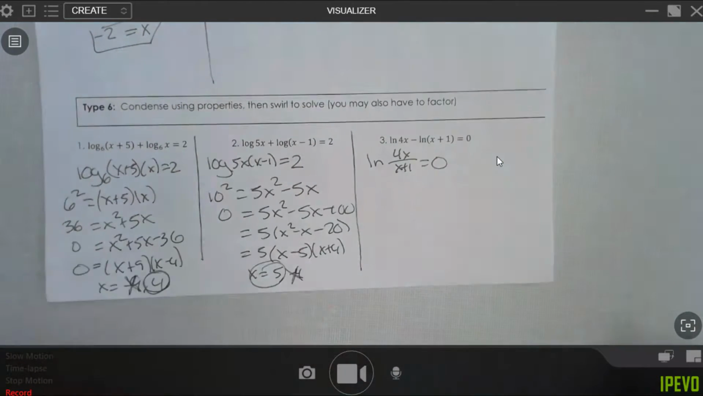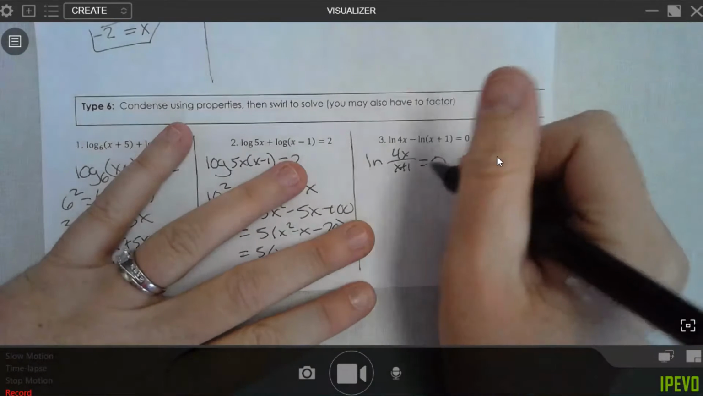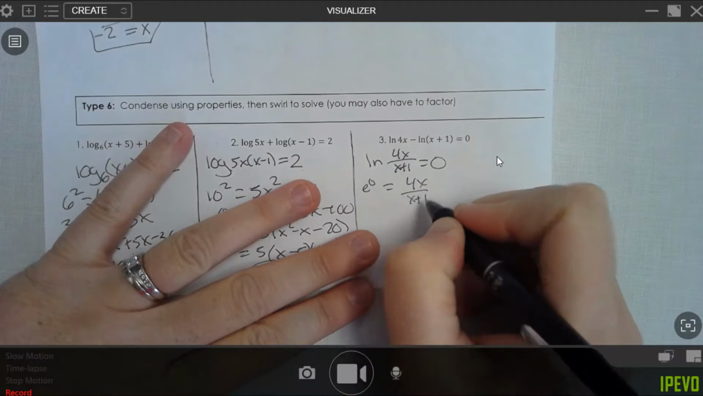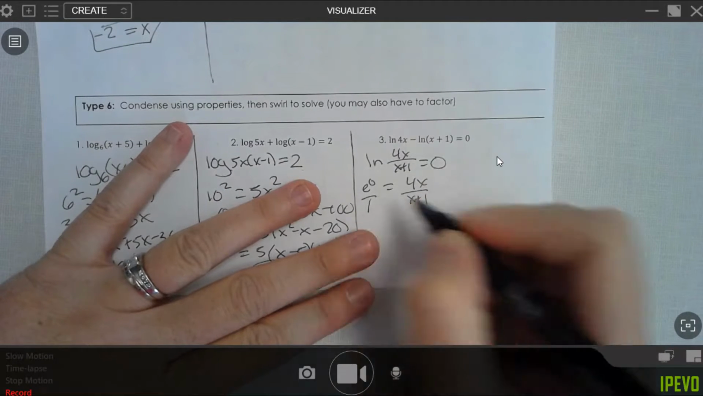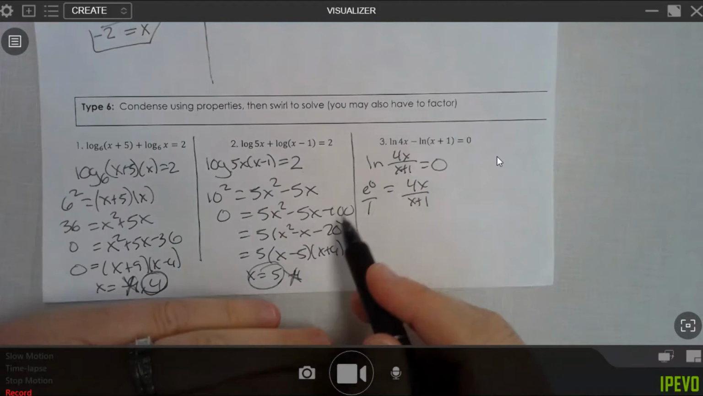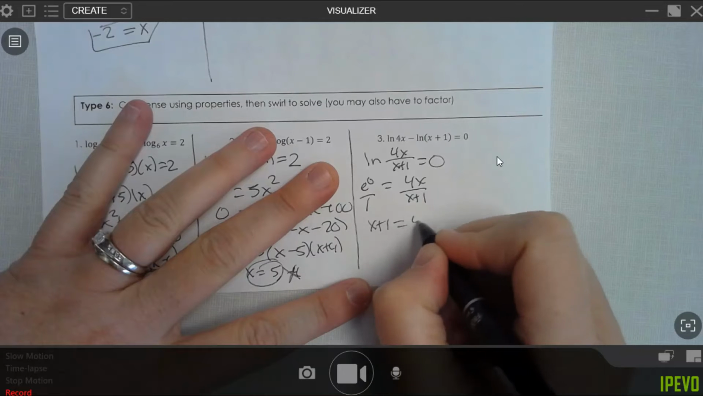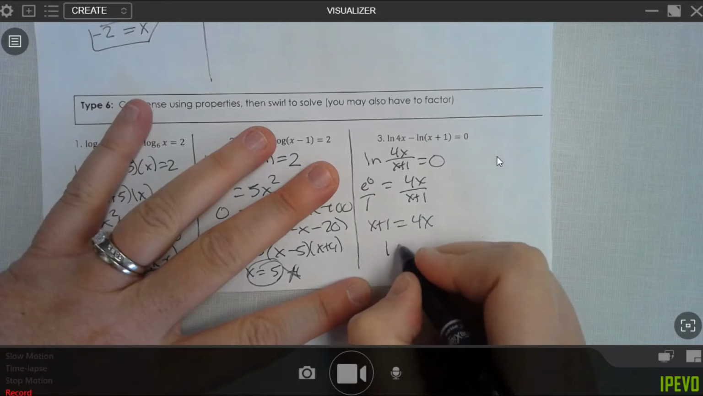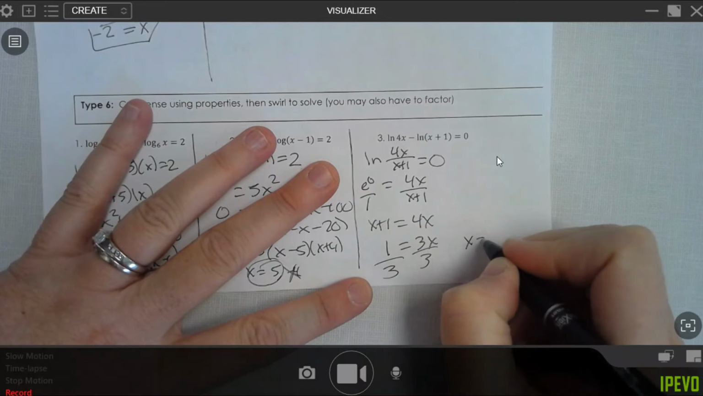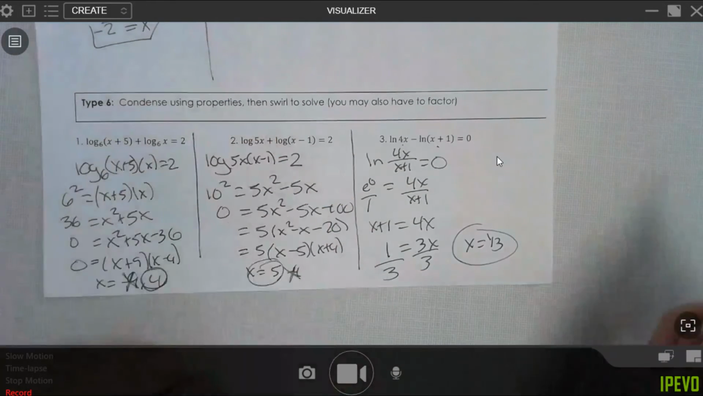So condense first by division. Hopefully you already tried this. Rewriting e to the 0 equals that stuff. E to the 0 is 1. And remember, if they're fractions, make them both fractions and cross multiply them. So this is a 1. So 1 times that doesn't change it. And then solve. Bring your x over, divide by your 3. Plug in 1/3 into both of those, and it does not make 0. So we're good.